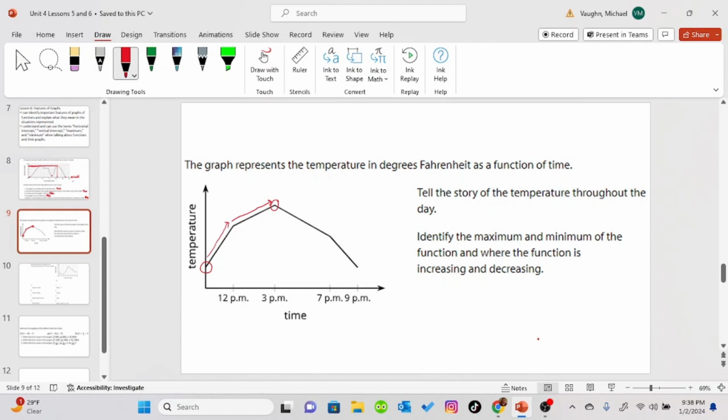After 3 p.m., we see the temperature begin to decrease until about 7 p.m., at which time it begins decreasing at a faster rate until the other minimum here at 9 p.m. So we have a minimum at the beginning, a maximum around 3 p.m., and the other minimum around 9 p.m.